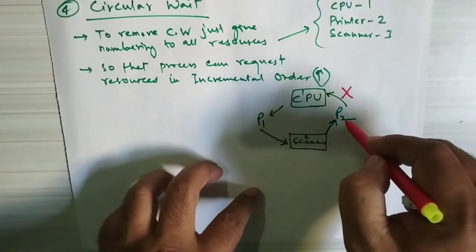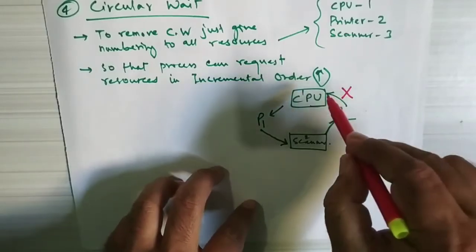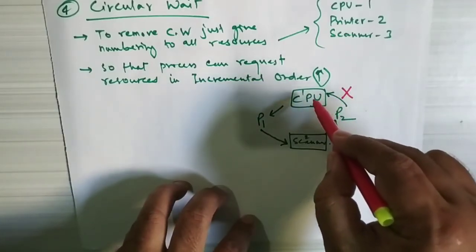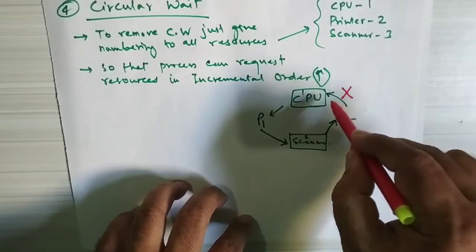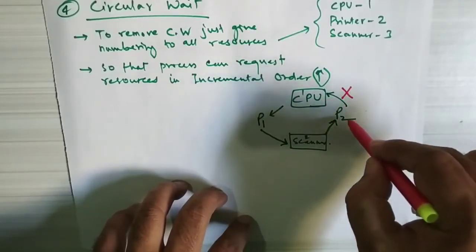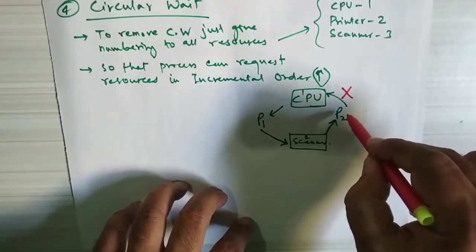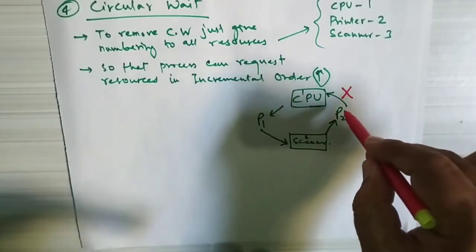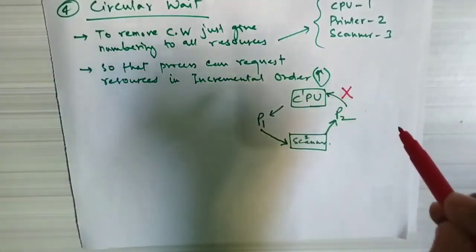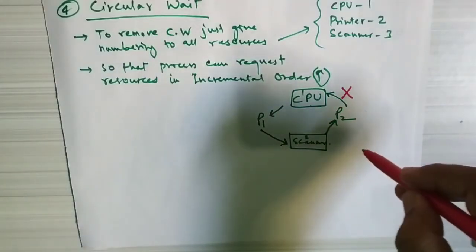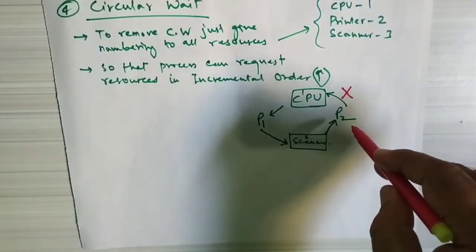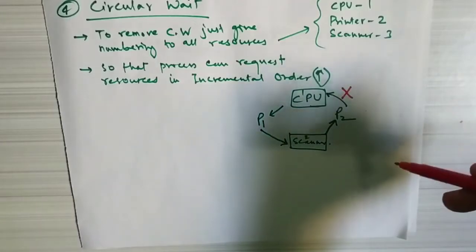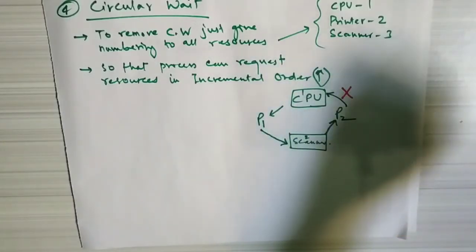So we will not allow the process to request resource number 1, because it is a decrementing order. Process 2 has number 2, and it is requesting for the resource which has number 1. So it cannot request for resource number 1. It can request for resource number 3, resource number 4, and so on.